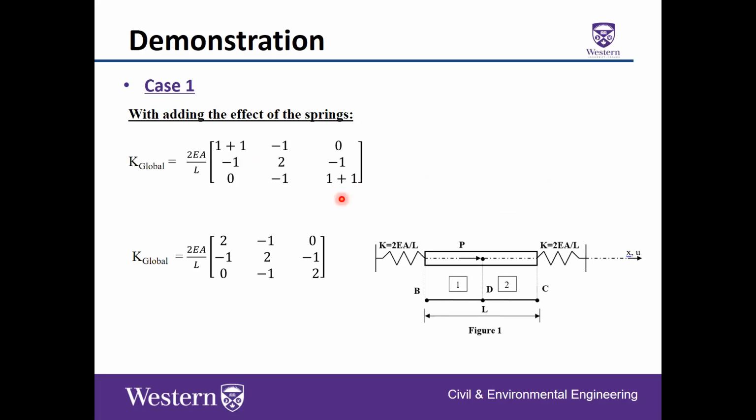So that's how it will look. With adding the effect of the spring, we will have one more here because we were smart. We planned the problem ahead. So we had 2EA over L as a constant outside, because we saw that the constant here is 2EA over L, and we knew that we are going to add already the spring stiffness, or the spring constant, to the global stiffness matrix. So we added here just one because it corresponds to EA over L, and one here because it corresponds to EA over L that is on the other end.